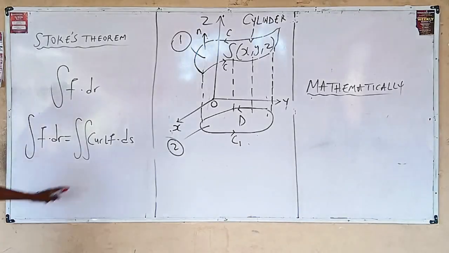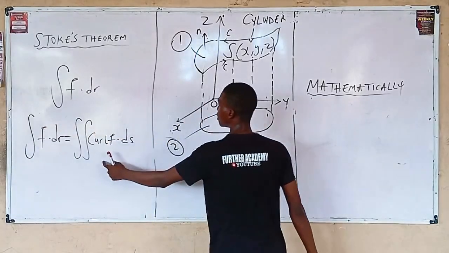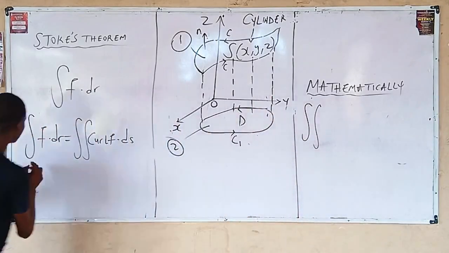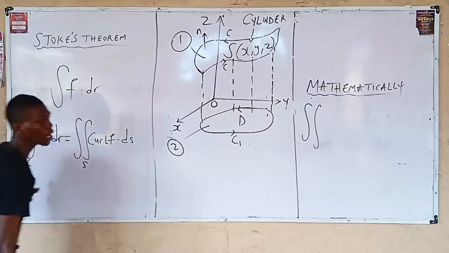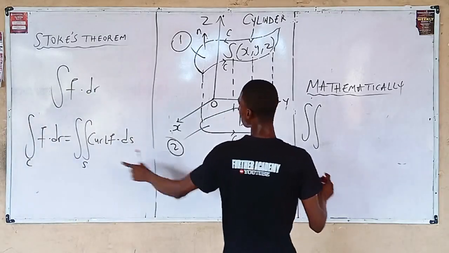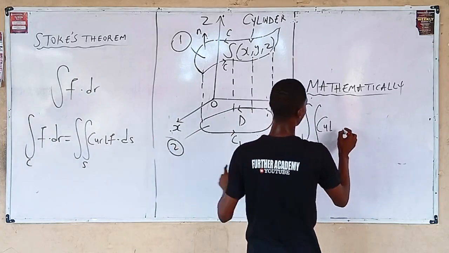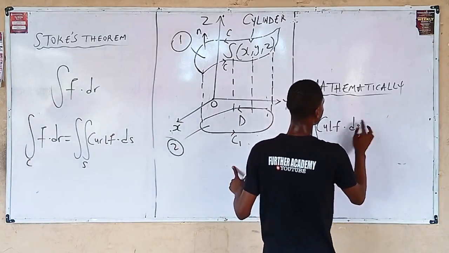Now, from here, let's define this. We said we have the integral, this is C, this is your surface. Now let's define this: I have the double integral over S of curl of F dS.